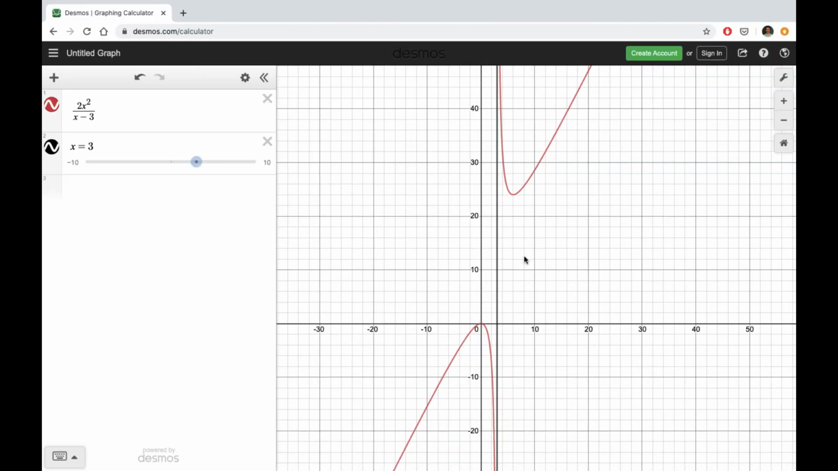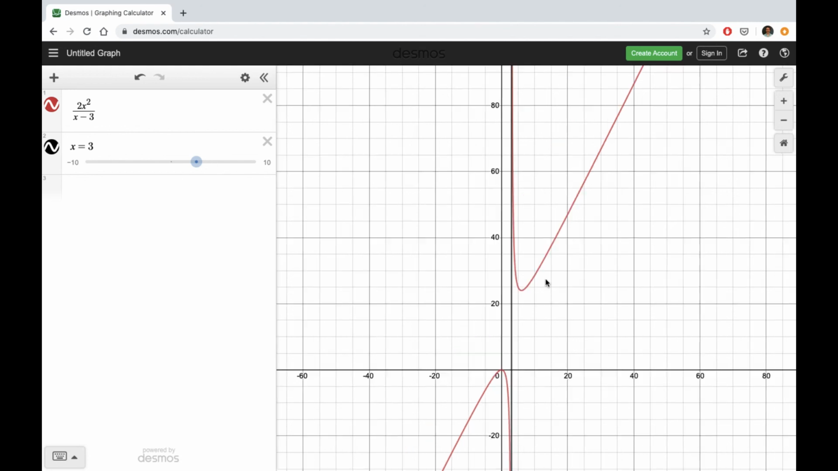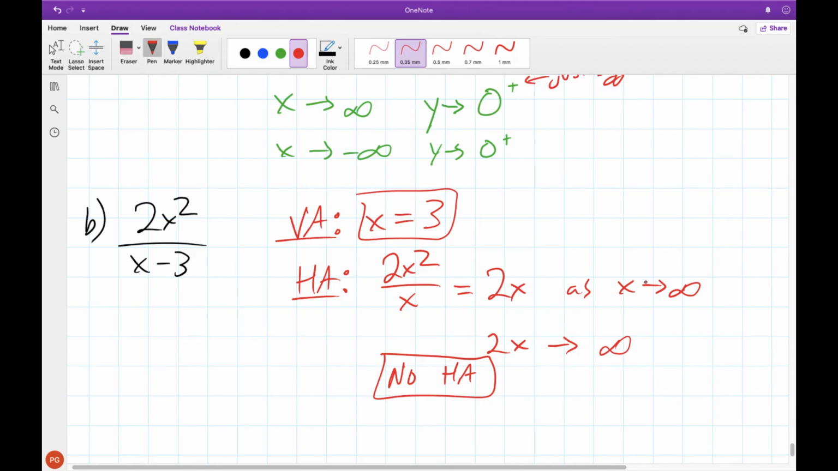When we graph this in Desmos here, we can see our vertical asymptote pretty clearly, splitting our graph in half here, but there's no horizontal asymptote. Our graph just shoots off to infinity in both of these two directions. It doesn't approach a value as we go to bigger and bigger x, it just shoots off. So there's no horizontal asymptote.